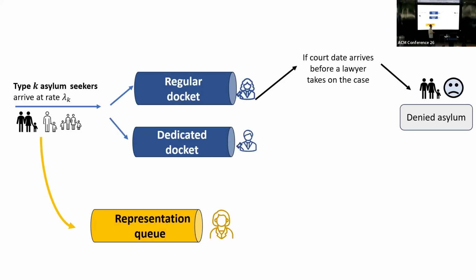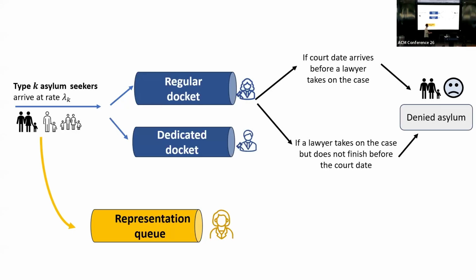This reflects what I mentioned before: legal representation is crucial to get asylum. On the other hand, we also assume that if a lawyer takes on the case but does not finish before the court date arrives, the case will also be denied automatically. This is an assumption we made. In our paper, we relax this assumption, but our results are robust.